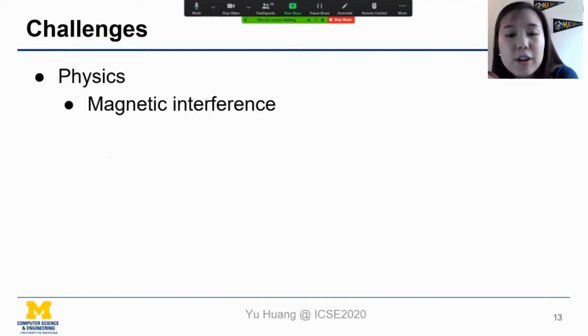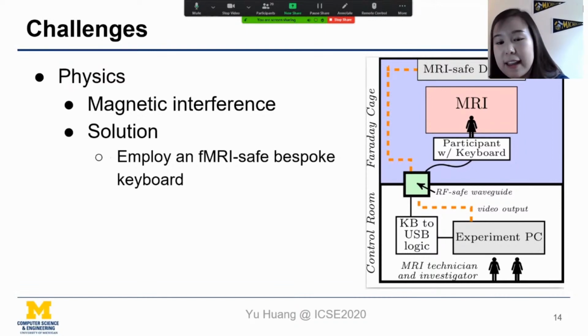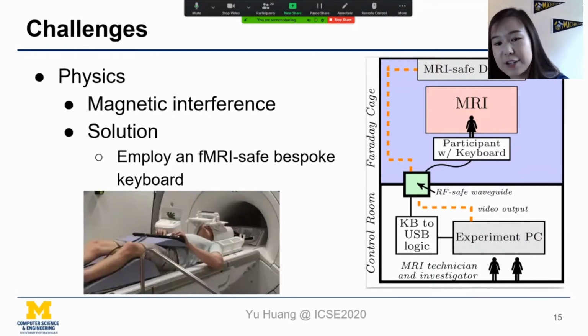There are reasons why code writing has rarely been explored in neurological studies. First, we have physical challenges. Because of the strong magnetic interference in medical imaging machines like fMRI, basically all kinds of keyboards programmers are familiar with will not work. So we employed an fMRI-safe bespoke QWERTY keyboard by completely separating the control logic from the keyboard itself, so the interference will not affect the signal transportation. Our participants can just lie down in an fMRI machine like this and do touch typing.